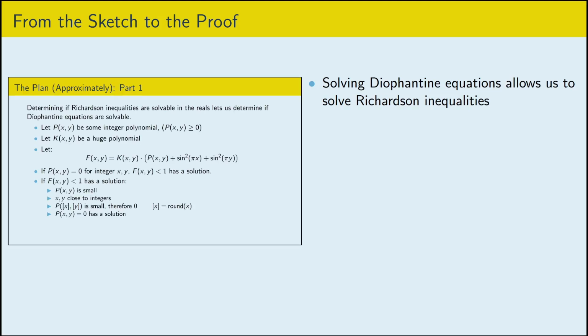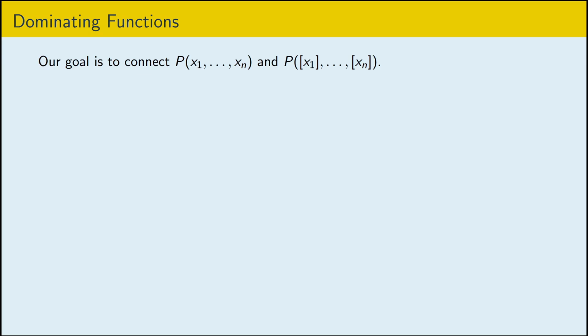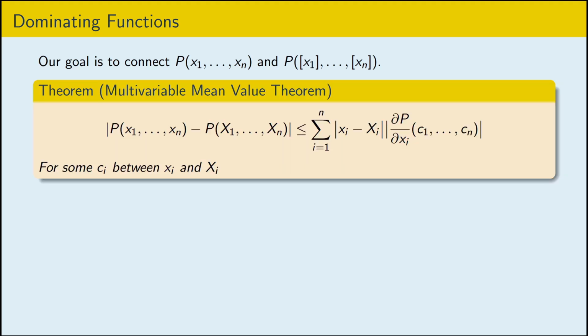I've given you a sketch of the proof here, but there's lots of details we're going to have to fill in. First, nothing weird happens if we go from two variables to lots of variables. That was just for notational convenience. We're also going to have to figure out how to determine our function k. And to do that, we're going to have to reason about how the value of p at one point is related to the value of p at a nearby point. Specifically, our goal is to connect the value of p at some real number point and p at the nearest integer point. To do this, we're going to want to use this consequence of the multivariable mean value theorem.